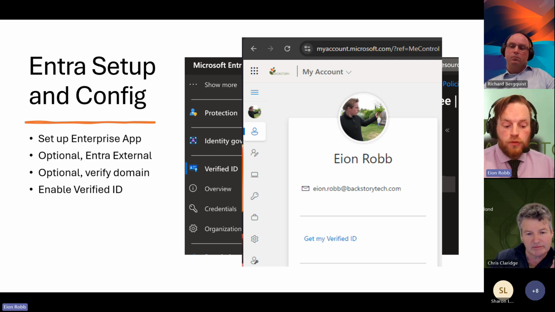Verifying your domain is also useful. Again, that's completely optional. The benefit of verifying your domain is that you'll have that little signed off at the bottom there saying issued by.